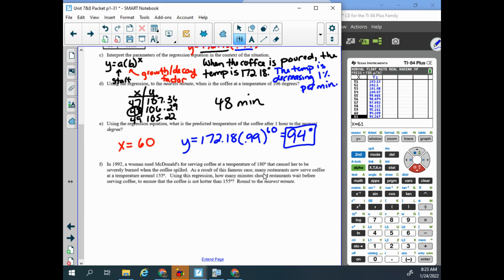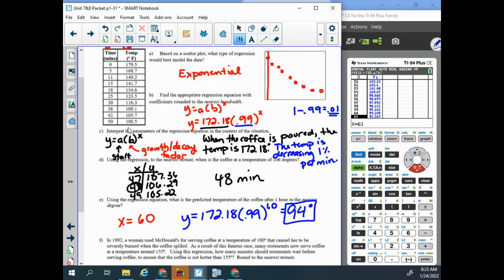As a result of this famous case, many restaurants now serve coffee at a temperature around 155 degrees. Using this regression, how many minutes should restaurants wait before serving coffee to ensure that the coffee is not hotter than 155? Round to the nearest minute. So if I look in my table, I see 155. It looks like around between 5 and 11 minutes in my table.